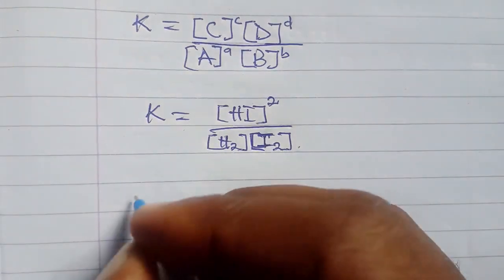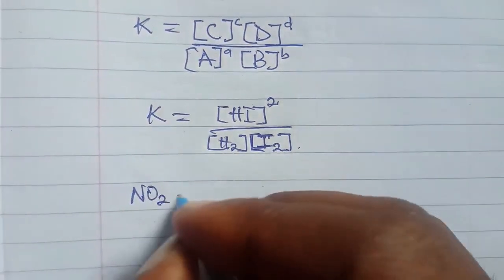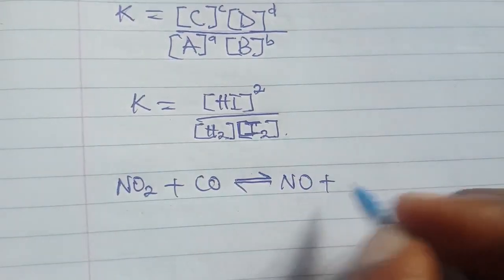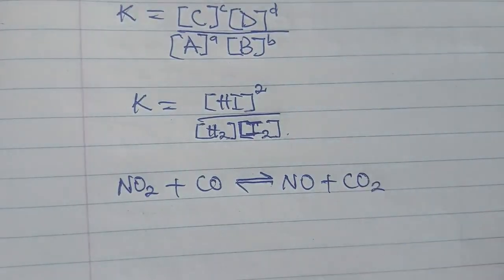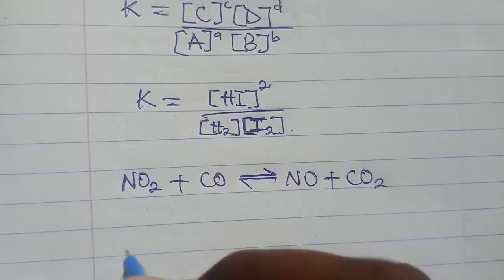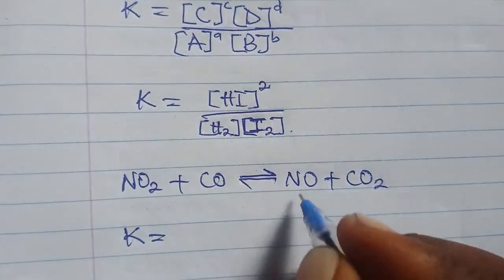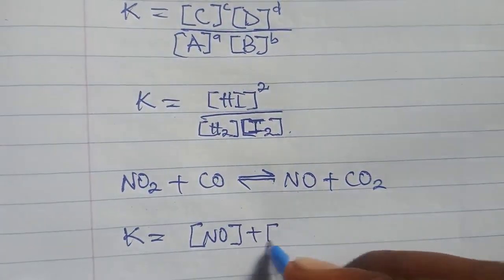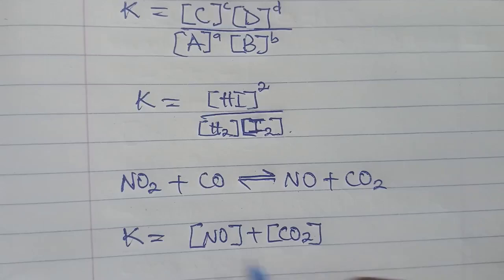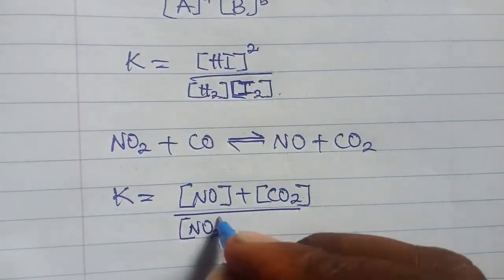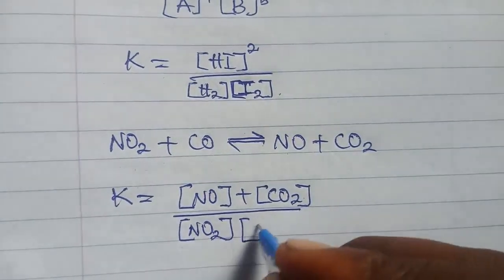Now for this reaction, feel free to write the equilibrium constant. Pause the video and write. We can have that K is equal to the concentration of NO plus the concentration of CO2 all over the concentration of NO2 times the concentration of CO.